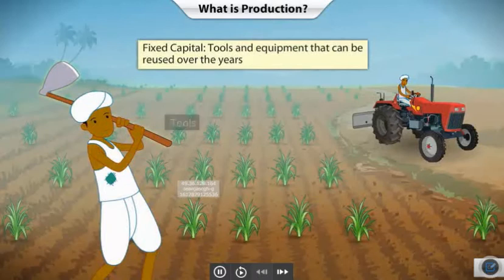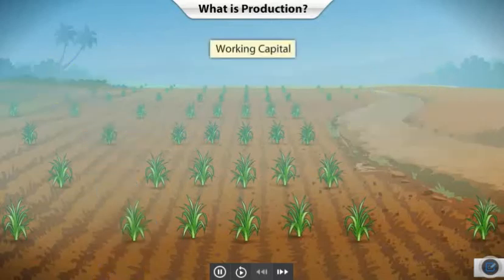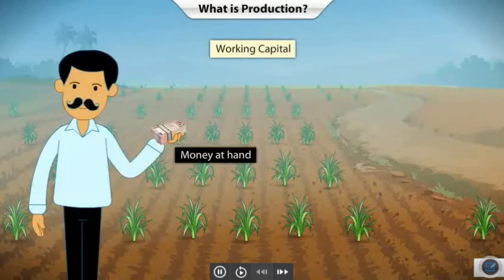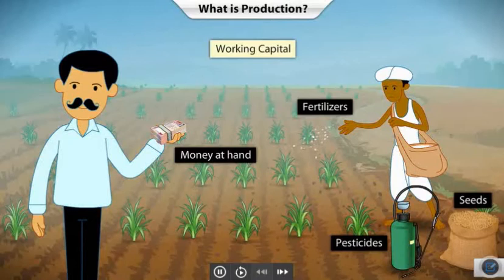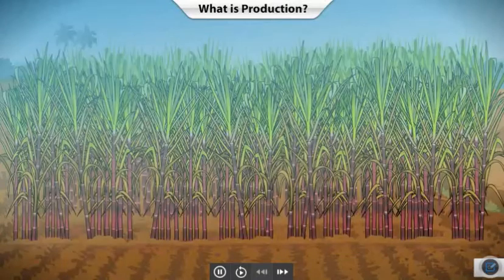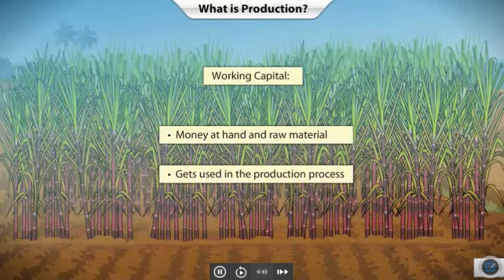Fixed capital refers to tools and equipment that can be repeatedly used over many years. For example, the tractor used for plowing and tools for digging. Working capital refers to the money in hand and raw materials like seeds, fertilizers, pesticides, which are necessary for the agricultural process. Unlike the fixed capital, working capital cannot be reused as it gets used up in the production process.